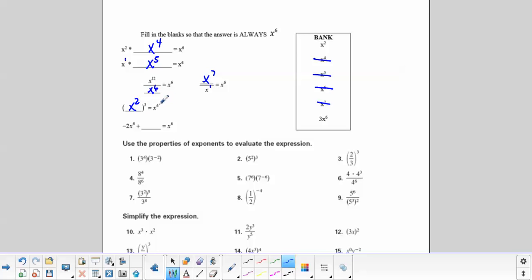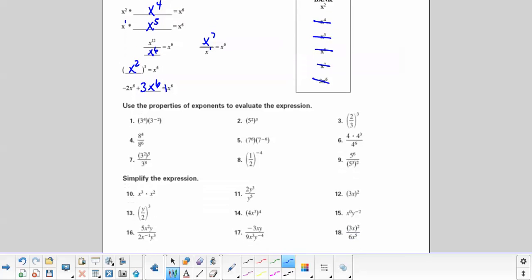And the last one is something we haven't done yet. This is adding. When you add, you do not change your exponent. But I'm going to add my coefficient. So I want my answer coefficient to be 1. So negative 2 plus what number gives me 1? That number's 3. So I have 3x to the sixth.